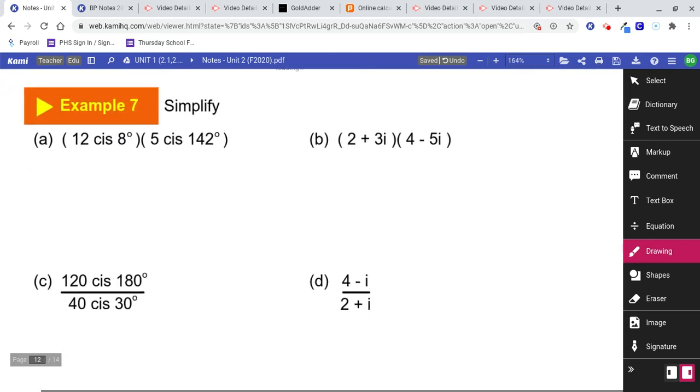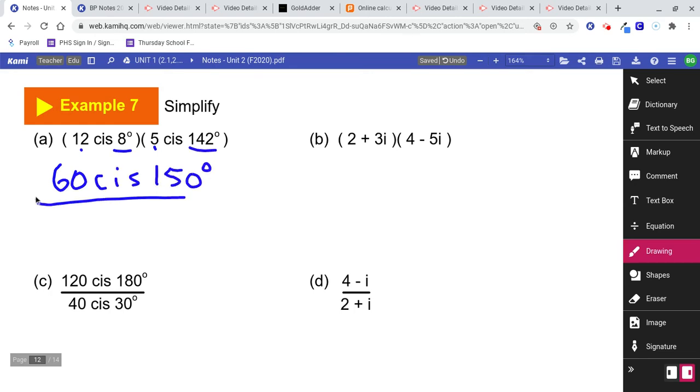So look at number 7, okay? 7a is just a direct use of the product theorem. We're going to multiply those two numbers. 12 times 5 is 60. We're going to add those two angles and get 150.